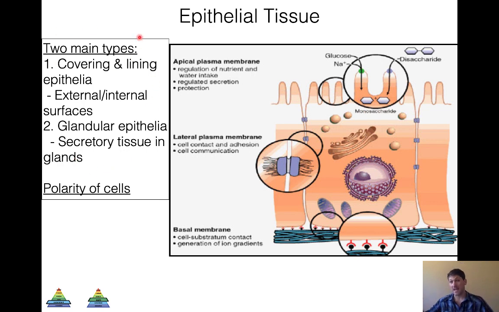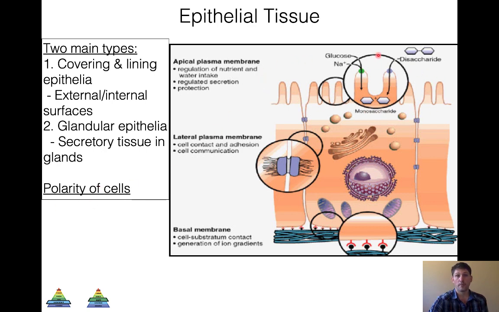Covering and lining, so we can categorize it as covering and lining, and these we find on the external and internal surfaces, and glandular epithelial tissue. So these are secretory, and they're going to produce some kind of substance. Now, I mentioned this a little bit earlier, a couple slides ago, but the polarity of cells.